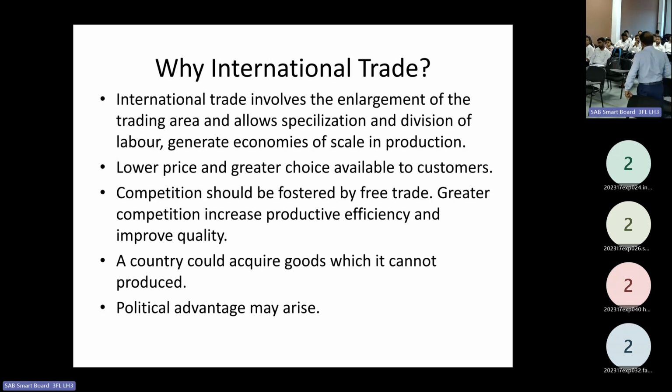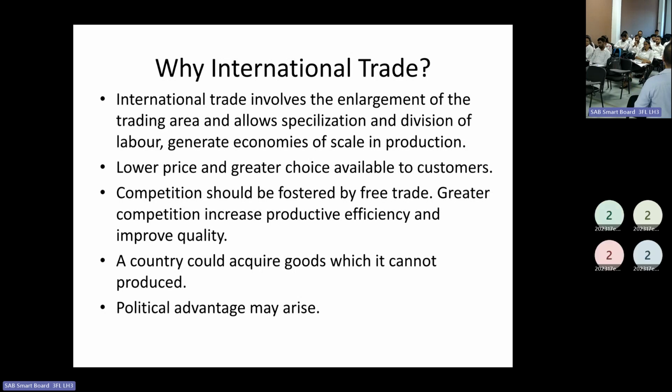That will increase the production on one side, and as a result it will generate economies of scale benefits at larger scale production. So we can minimize the cost through specialization and the division of labor. When we move to international trade, we expand the market on one side and increase the production through specialization and the division of labor.